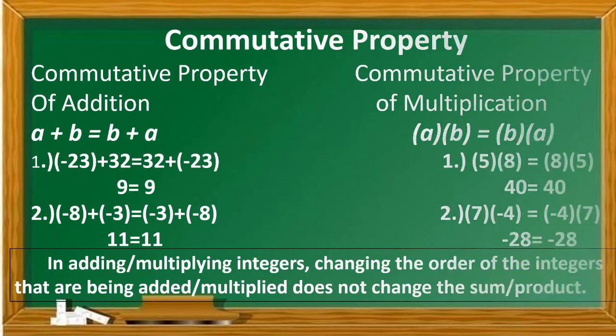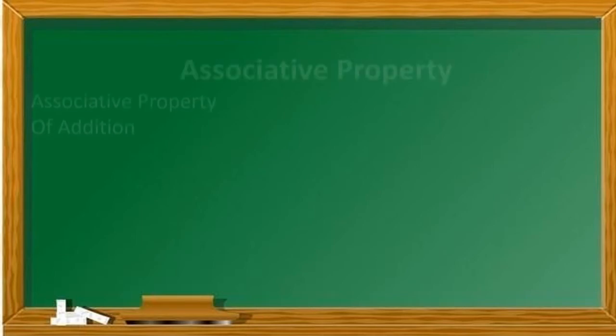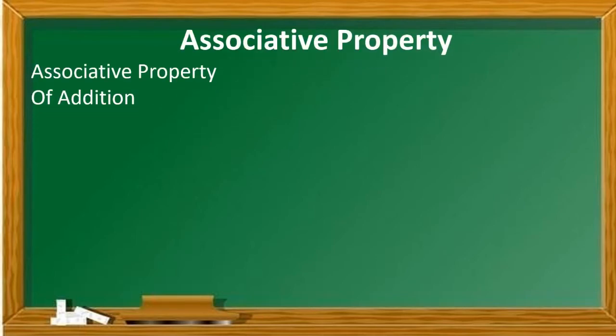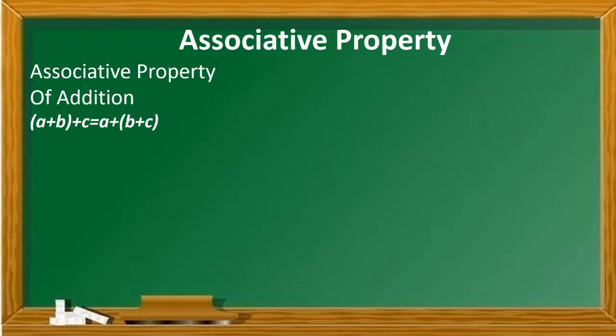The third property of integers is the associative property. Let us discuss first the associative property of addition. For any integers a, b, and c, the quantity a plus b, plus c, is equal to a plus the quantity b plus c. Different groupings of addends will not affect the sum. Let us have some examples.